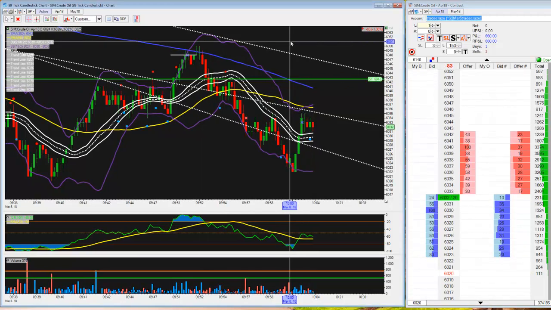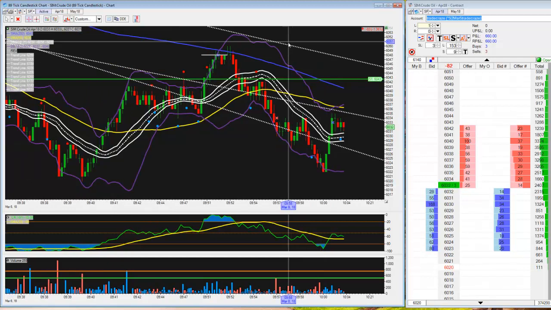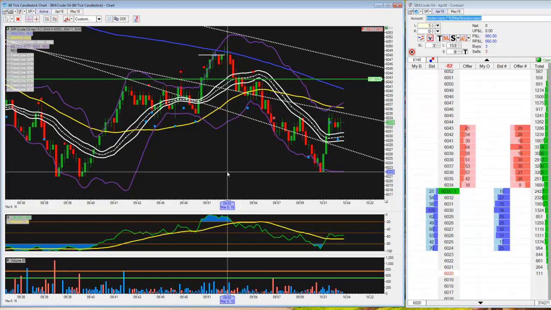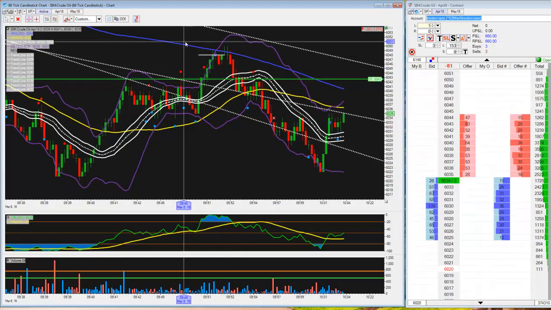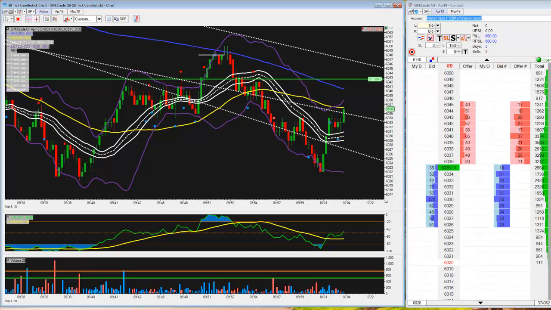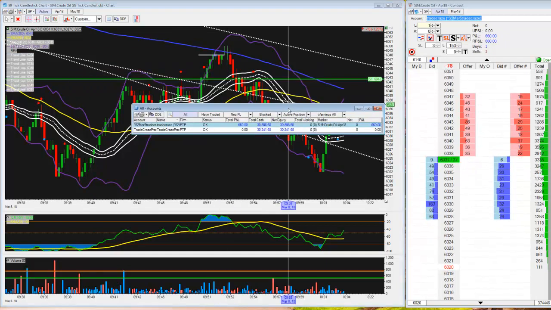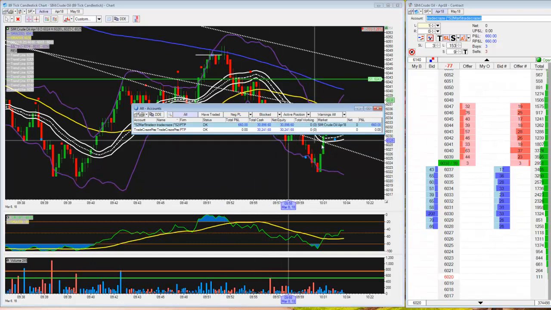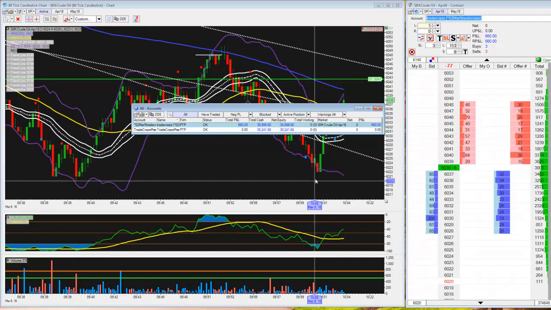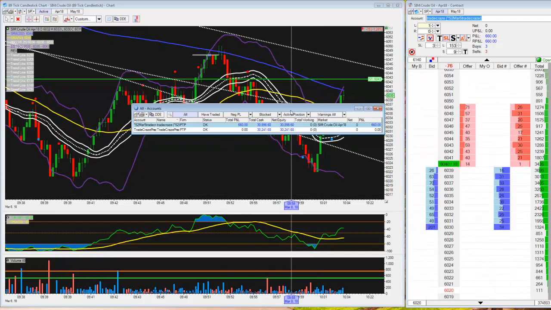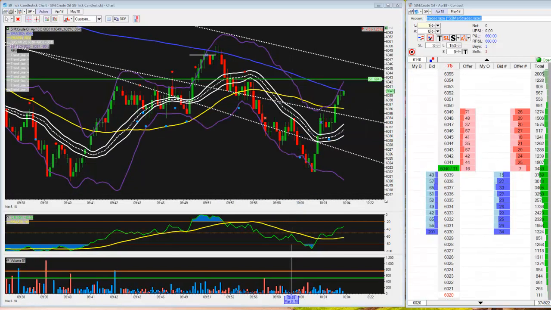Honestly, I have no idea. So I got an extra, what, $7? It's not worth talking about right there. 38.98. So it went up. It's looking like it's trying to form at least a temporary bottom for now.